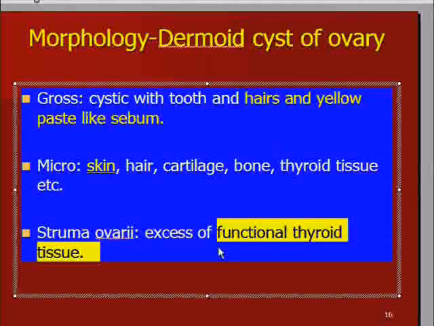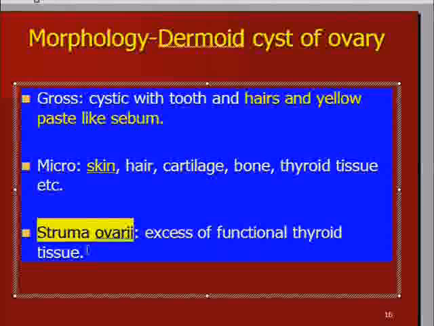It means that it is producing thyroxine. In this scenario, the patient should present with thyrotoxicosis, which is known as struma ovarii. Struma ovarii. What is the meaning of struma? It means thyroid. So it is ovarian thyroid tissue. So please remember, this is a kind of dermoid cyst. The only difference from the rest of the dermoid is that it has got a huge amount of functional thyroid tissue.